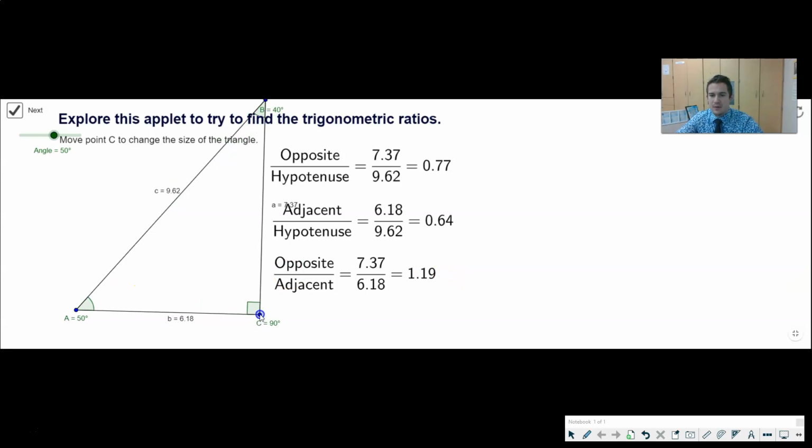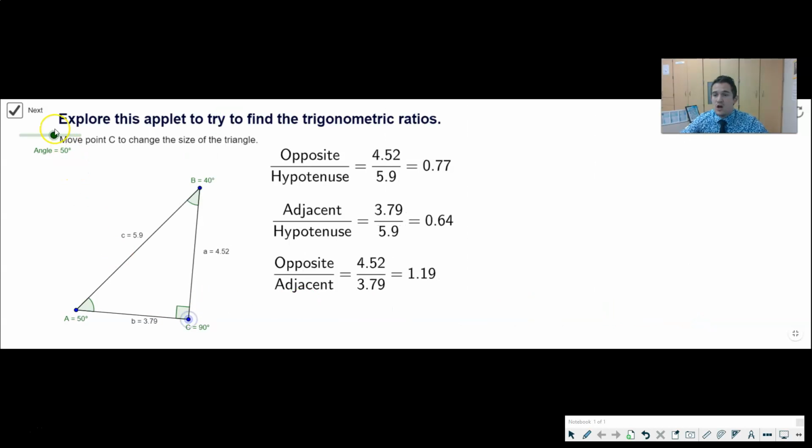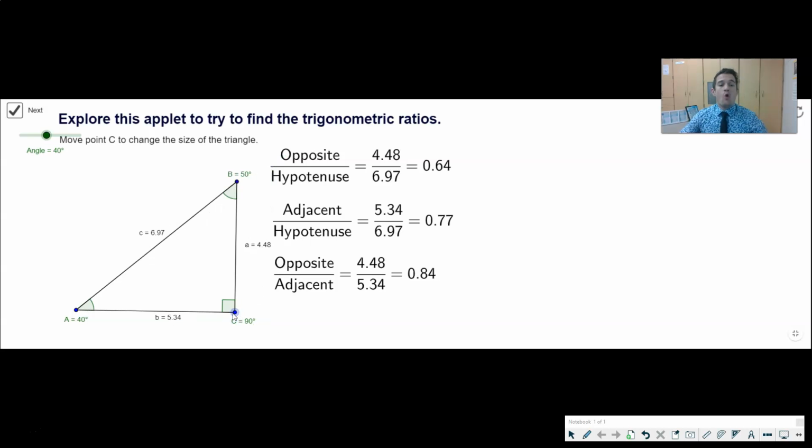If I make it a little bit bigger, big as I want, even off the screen, the opposite divided by hypotenuse side is still 0.77. The adjacent divided by hypotenuse side is 0.64. The opposite divided by adjacent side is still 1.19. No matter what angle I choose, say this 40-degree angle, the ratios of these different sides, opposite divided by hypotenuse, adjacent divided by hypotenuse, and opposite divided by adjacent, will always be the same for a given angle, no matter how big the triangle is.